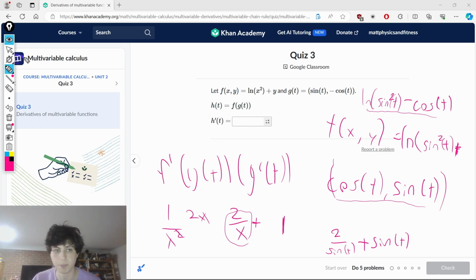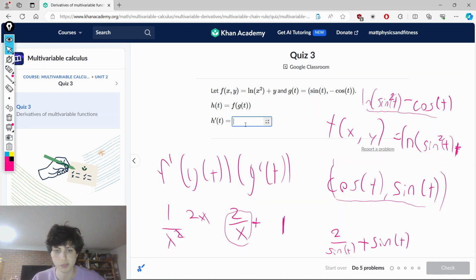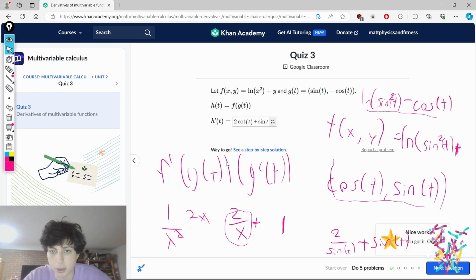Let's try it. I could do, instead of 2 cosine over sine, 2 cotangent, right? Let's do it just to keep it simple. Not really simple, I mean simplify. Make sure to simplify our answers. Instead of cosine over sine, cotangent, plus sine of t. If this is right, I'll be very happy. It was right? Okay, let's think.